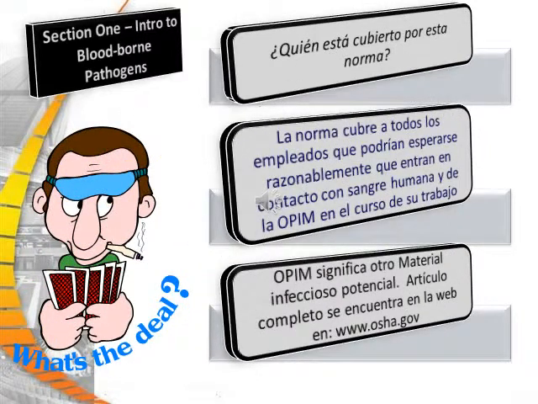Who is covered by the bloodborne pathogen standard? The standard covers all employees who could be reasonably expected to come into contact with human blood or OPIM in the course of their work. OPIM stands for Other Potentially Infectious Material, and the full rule is located on the web at osha.gov.